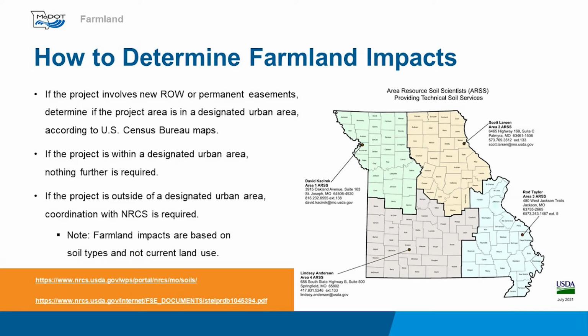Projects located in a designated urban area, according to the U.S. Census Bureau maps, are not required to consider farmland impacts. Projects outside of a designated urban area that also require new right-of-way or permanent easements must consider farmland impacts even if the area affected is not currently farmed. Farmland impacts are based on soil types and not current land use. Coordination with the USDA NRCS Area Resource Soil Scientist is required when right-of-way or permanent easements are acquired outside designated urban areas.